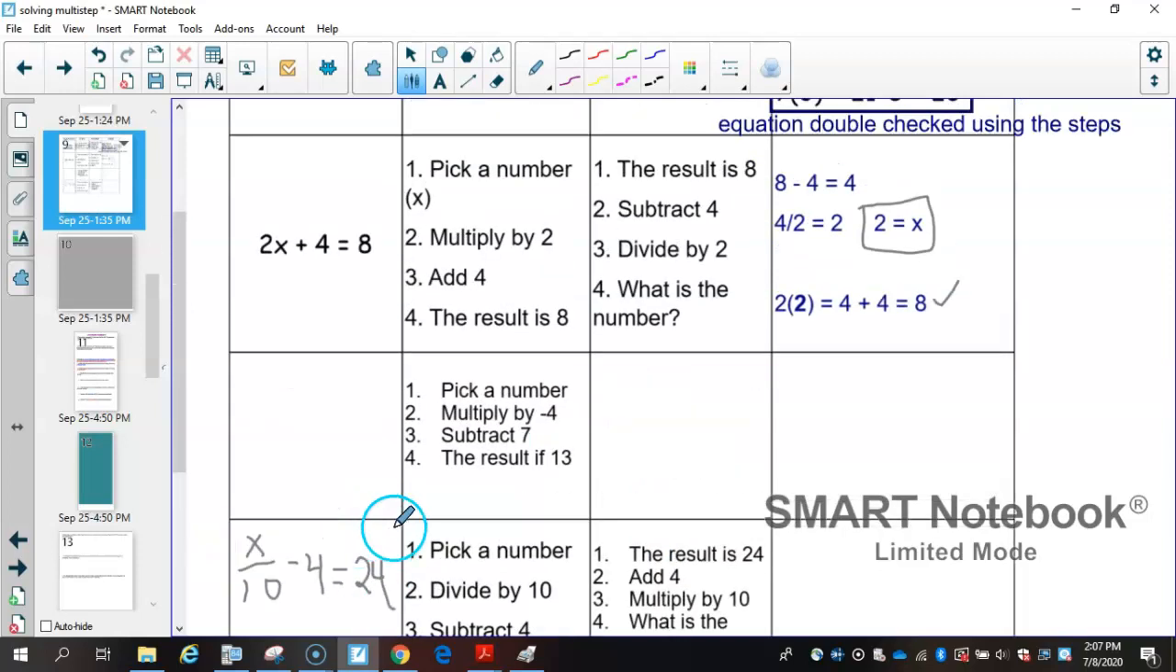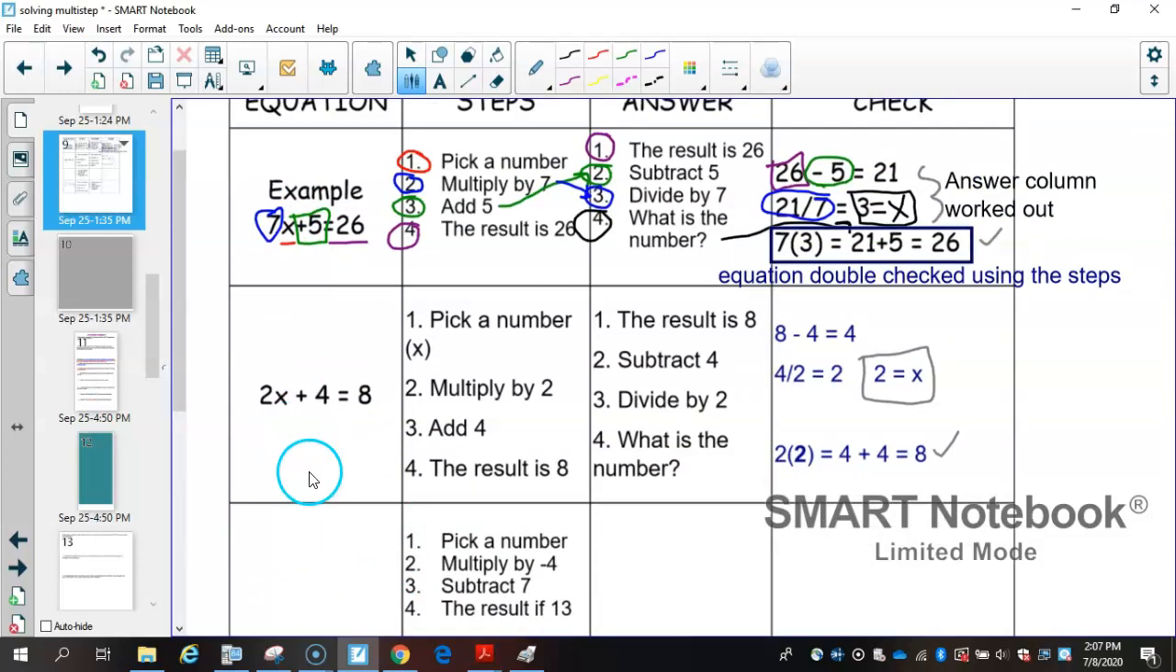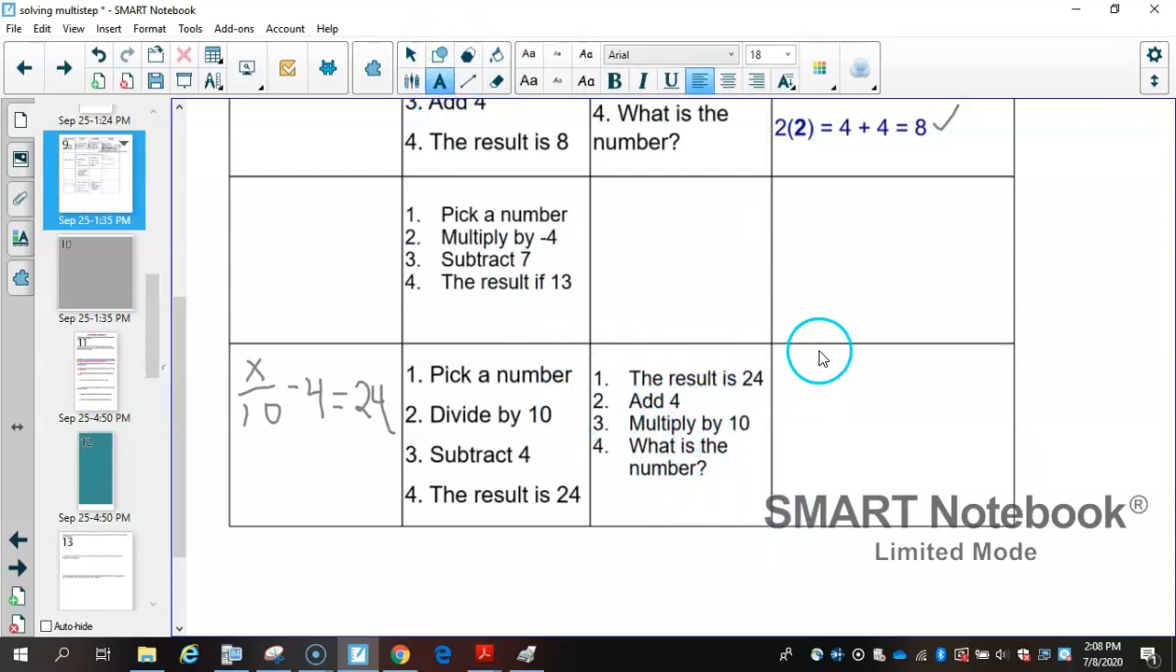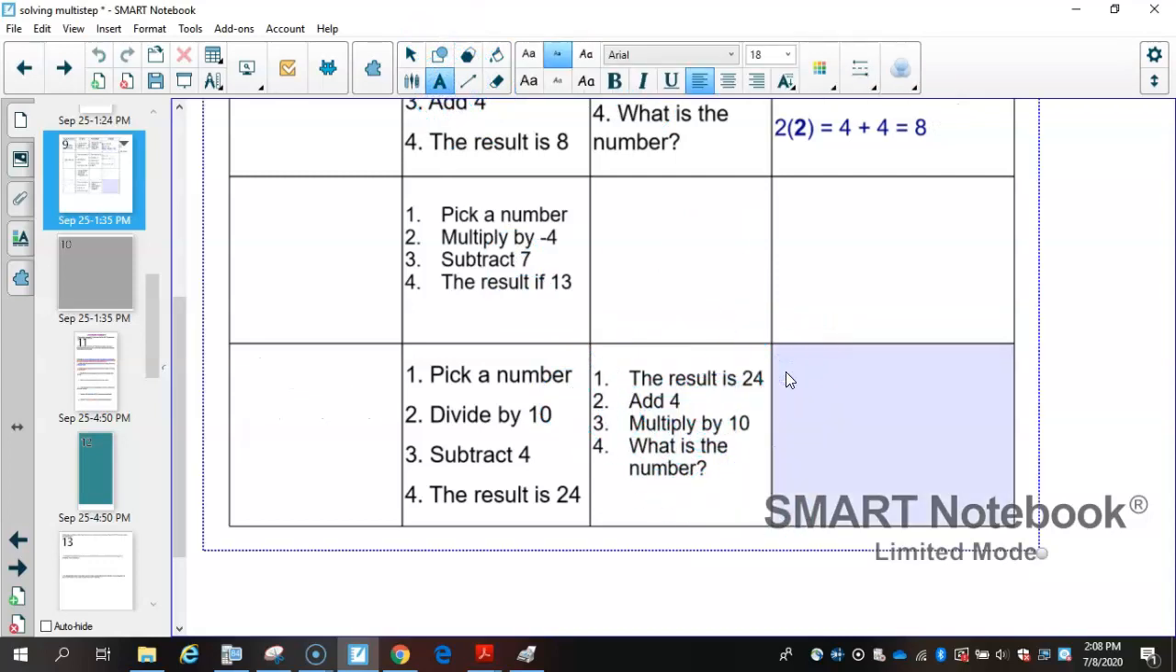So it looks a little different than the equations we had been working with. But let's see if everything still works out. So I'm going to go ahead and do the answer part of the check. Start off with the result, which is 24. We're going to add 4, and that gives us 28.